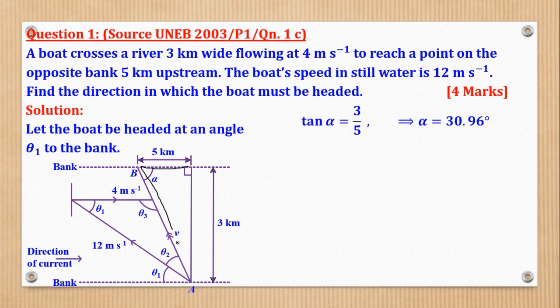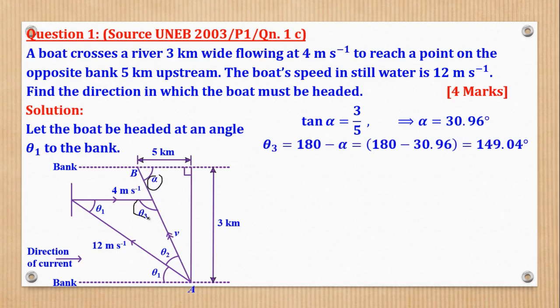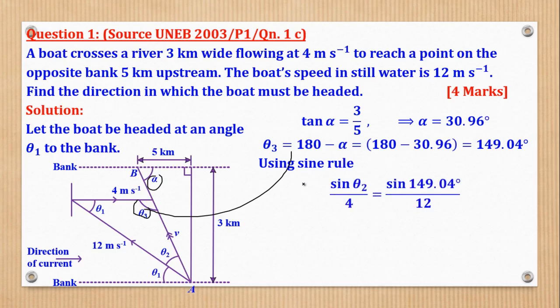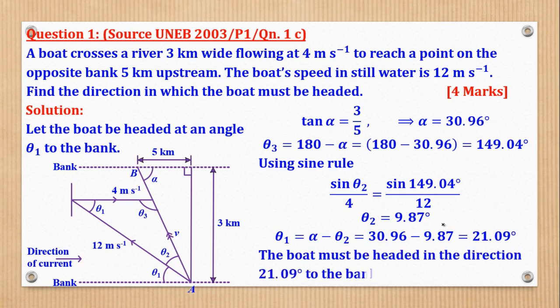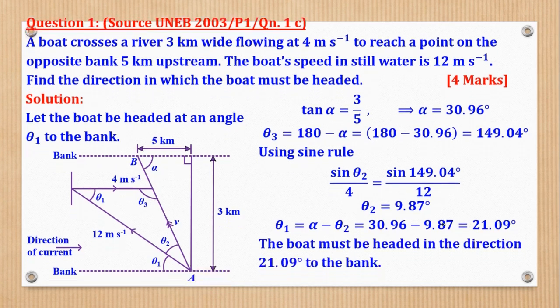Using this right-angled triangle, I can get the value of alpha using the distances. Then this alpha plus this add up to 180, so theta 3 can be got. Then by sine rule, theta 2 can be got, implying that theta 1 is alpha minus theta 2, which gives you 21.09. And that's what they wanted.